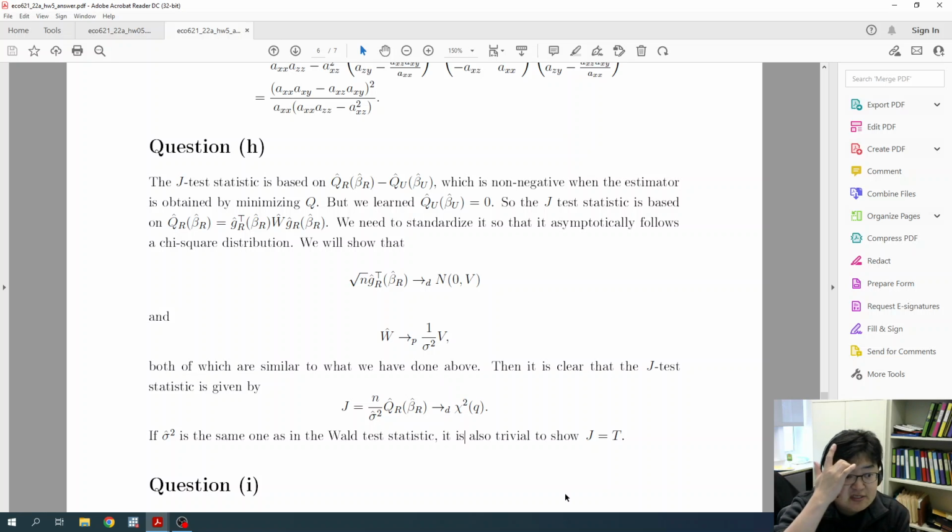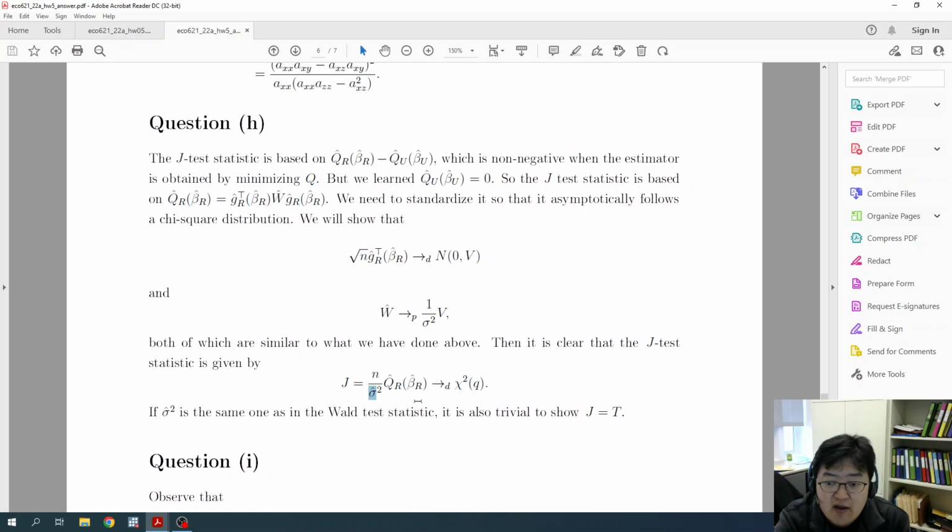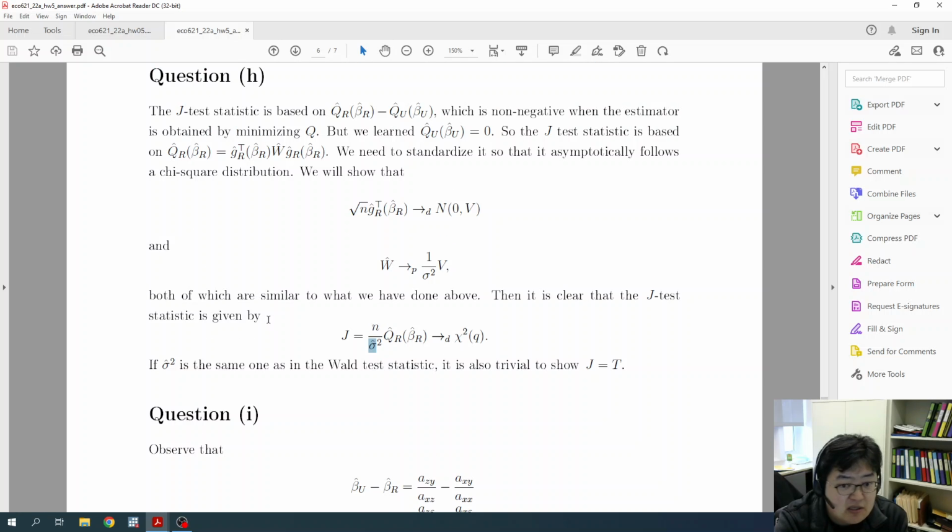So the main difference is, in the lecture note, I said just multiplying by n would be fine. That is fine as long as you use the standard two-step GMM estimator, calculating sigma squared before calculating the estimator. But now we ignored sigma squared, so you have to do it again. Now you have to do it again. And by the way, I was not clear in the question, but I should have said this one.